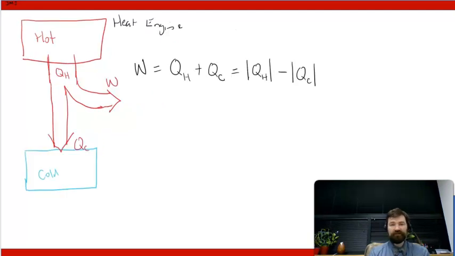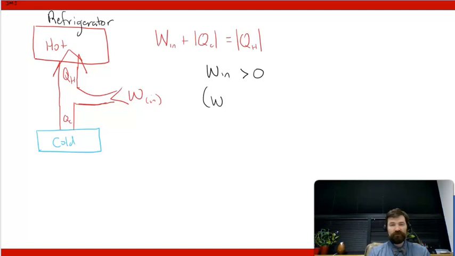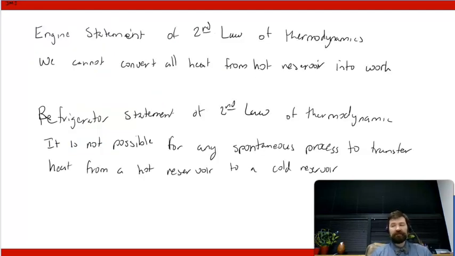In this case, it says that QC cannot be zero, or in other words, that the absolute value of QC is greater than zero. This one right here, the work in, cannot be zero. Okay, so these are two statements of the second law of thermodynamics.